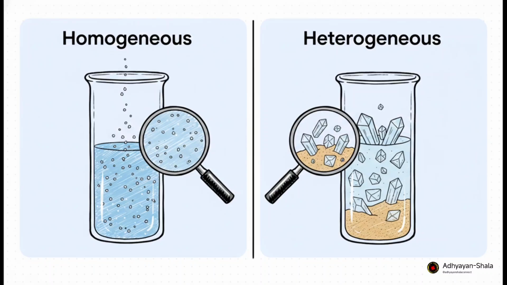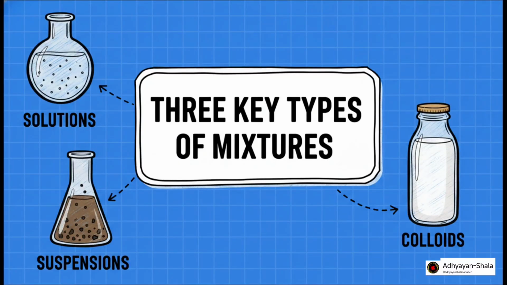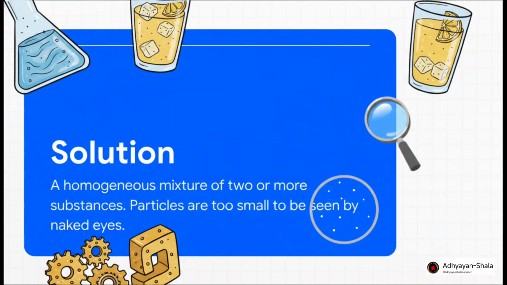And then you have heterogeneous mixtures. This is where you can totally see the different parts. Imagine mixing sand and salt. You can still see the individual grains of both. Okay, let's zoom in a little bit further. Because within these two big types, there are three key kinds of mixtures we need to know about: solutions, suspensions, and colloids. First up, we have solutions.